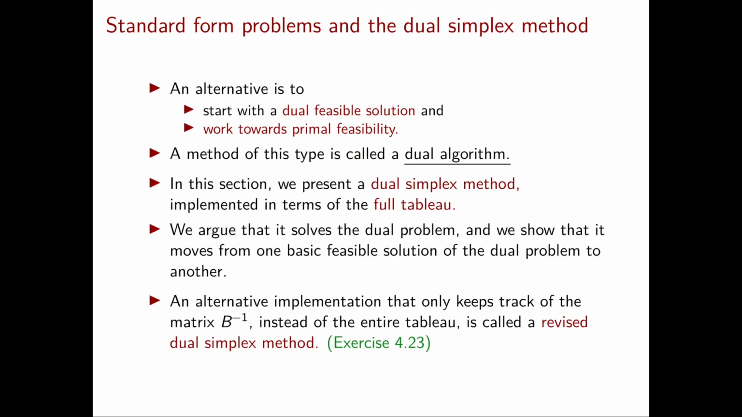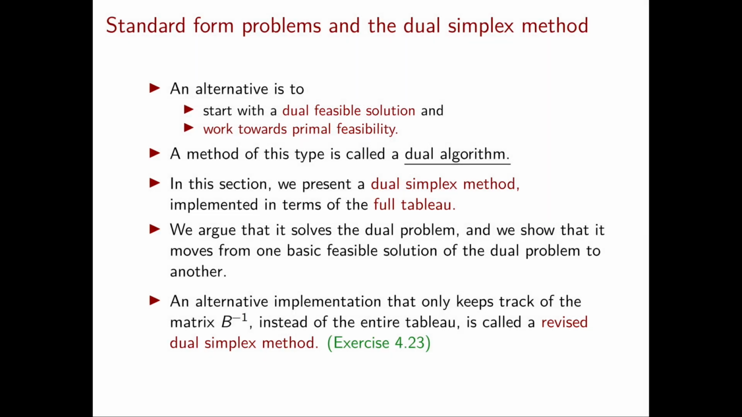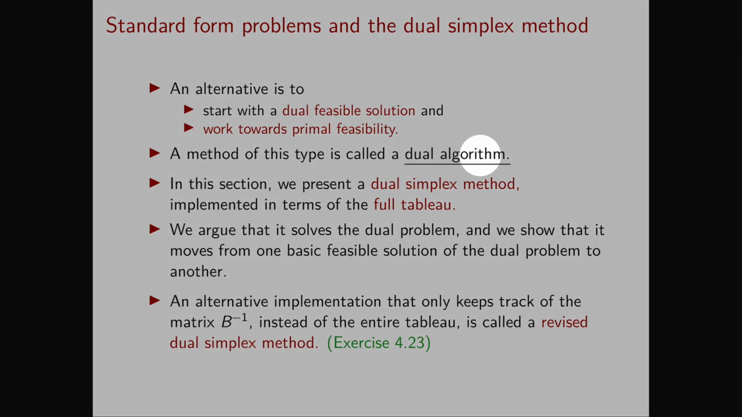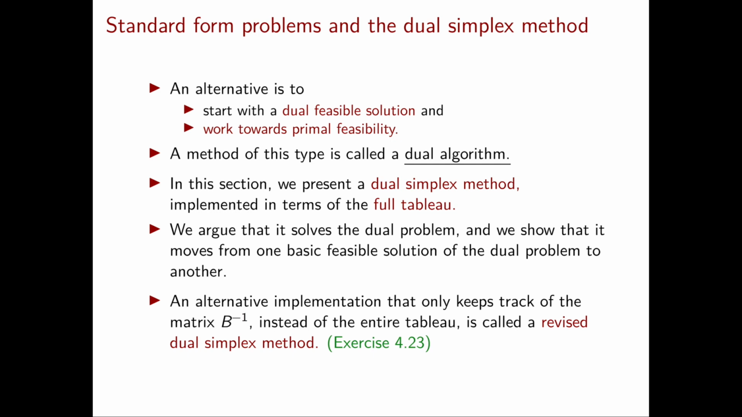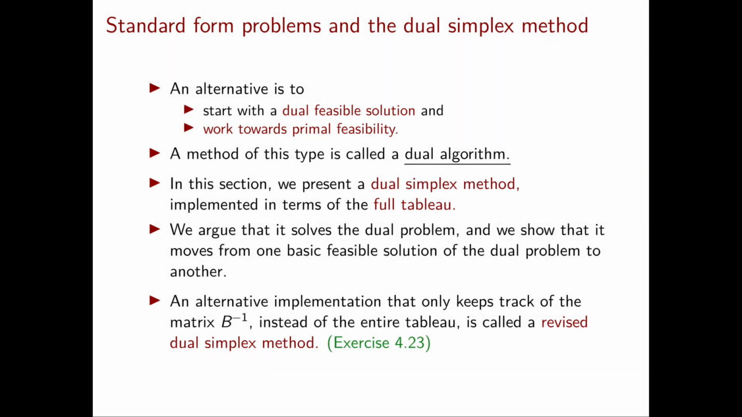An alternative is to do exactly the opposite. We could start with a dual feasible solution and work towards primal feasibility. A method of this type is called a dual algorithm. The dual simplex method that we study in this video is a type of dual algorithm, and we will see it implemented through the full tableau.